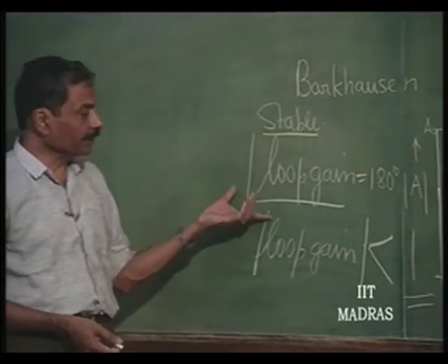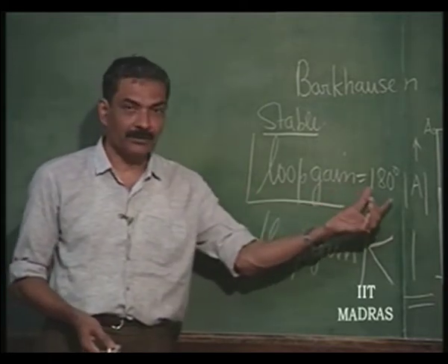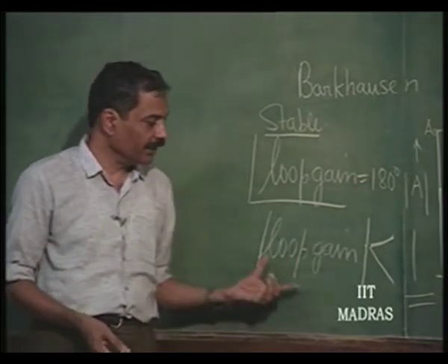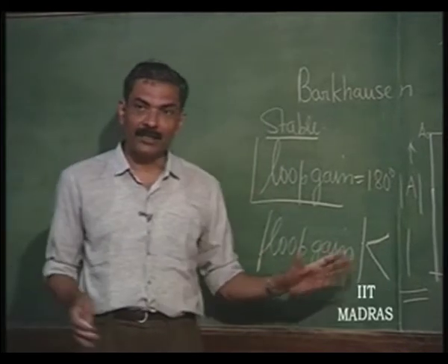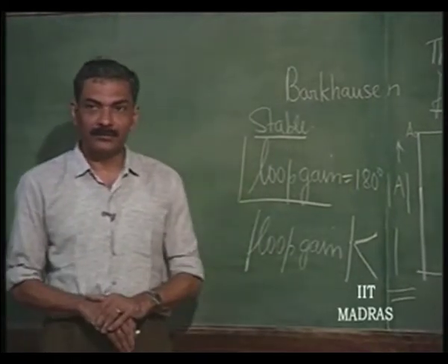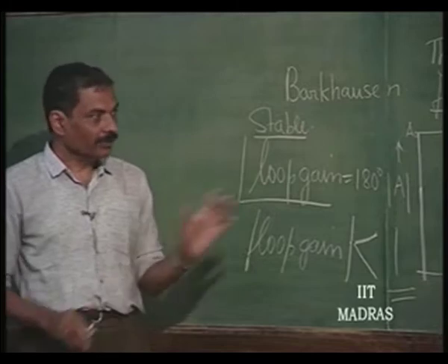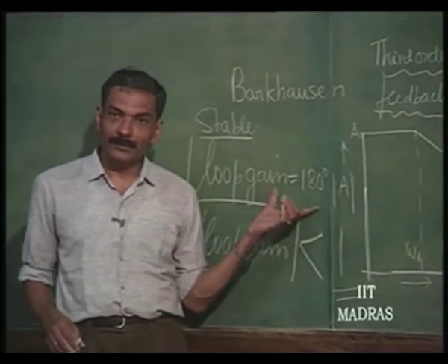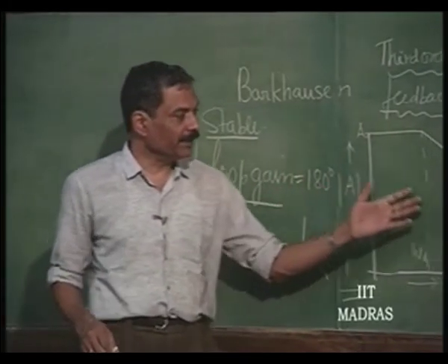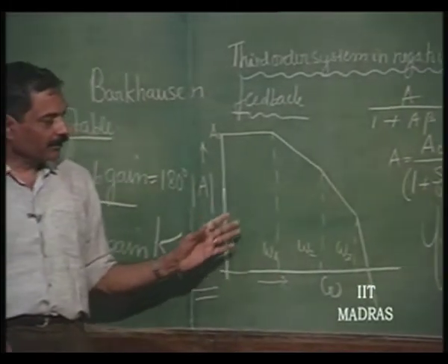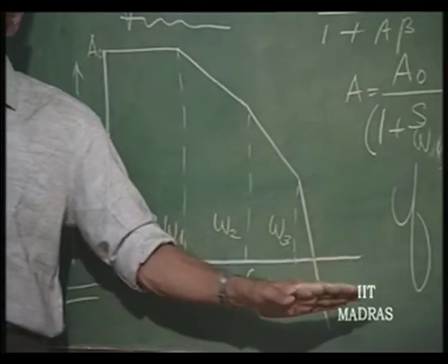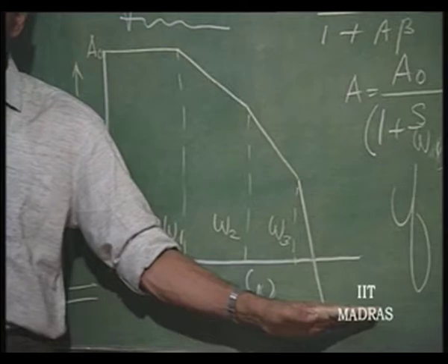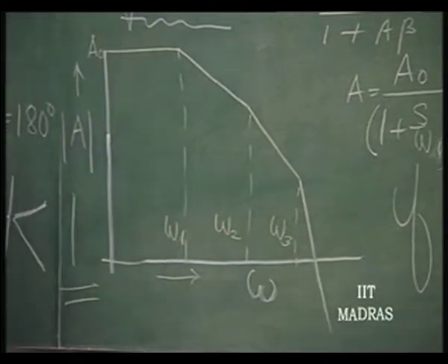problem and make sure that when the loop gain has a phase shift of 180 degree, the magnitude of loop gain is less than 1, then also it is stable. How do you do it? You have to have obviously low loop gain, and this should be spaced in such a manner that by the time the phase shift occurs of 180 degree, the loop gain has gone down to less than 1.